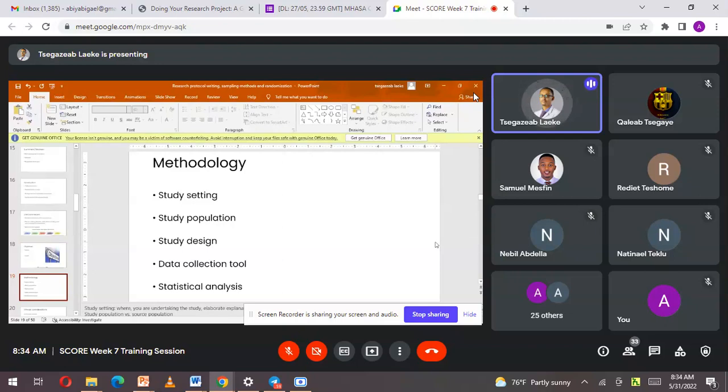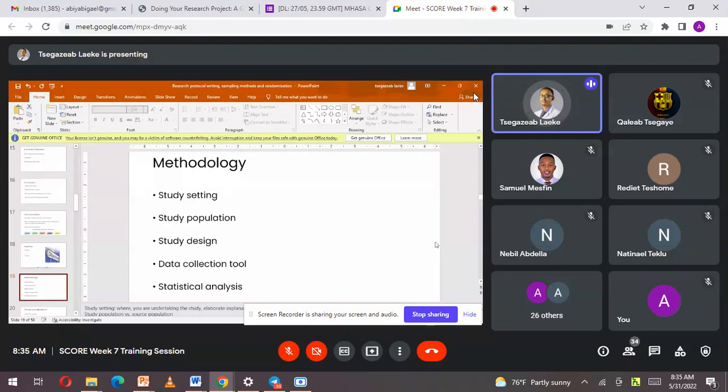And then the other is the data collection tool. So you have to let your reader walk through your methodology. At the end of the day, the reader or the ethical committee that is going to approve your proposal wants to know how you are going to collect your data. Is it a paper-based questionnaire? Is it a survey? Is it a web-based questionnaire that you want to distribute to your study population? That should be really explained.